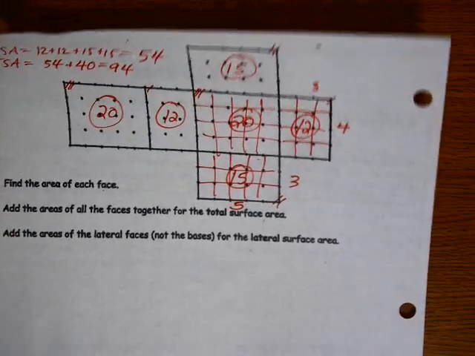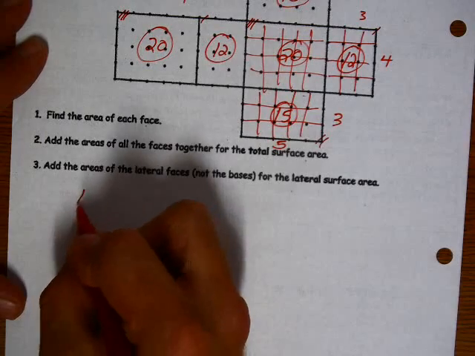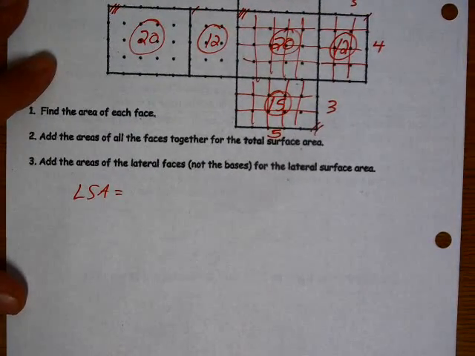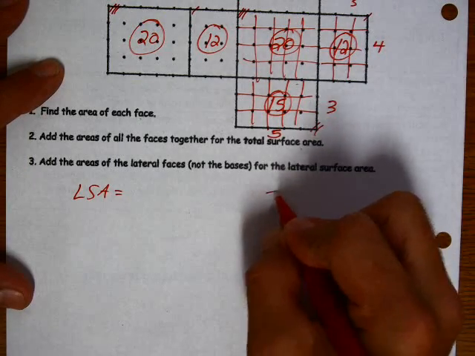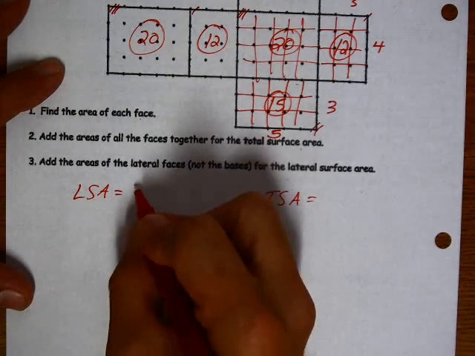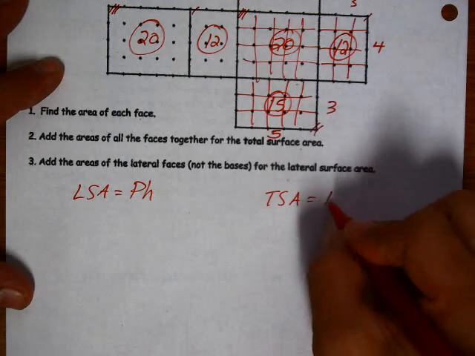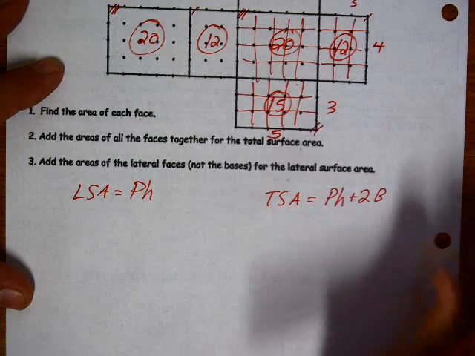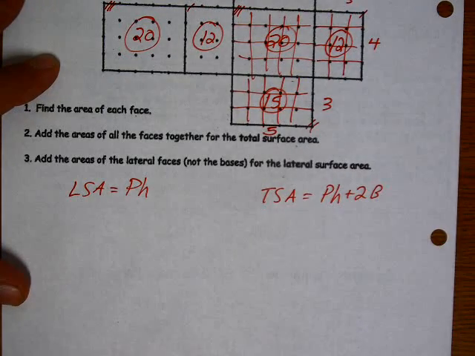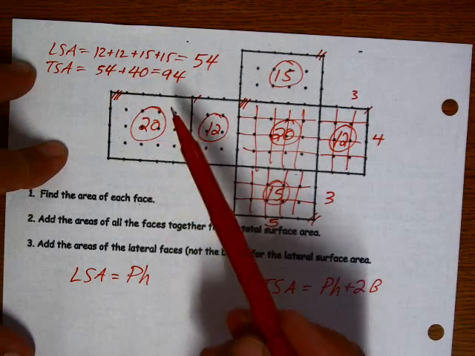Now we're going to do this same exact shape as lateral and total surface area using the formulas. So again, we use the letters LSA for lateral surface area and TSA for total surface area. We look at our formula chart. We see that Ph is just for lateral, and that total is basically the same formula, except the plus 2B at the end, because just like we did up here when we did the net, at the end we added the two bases.